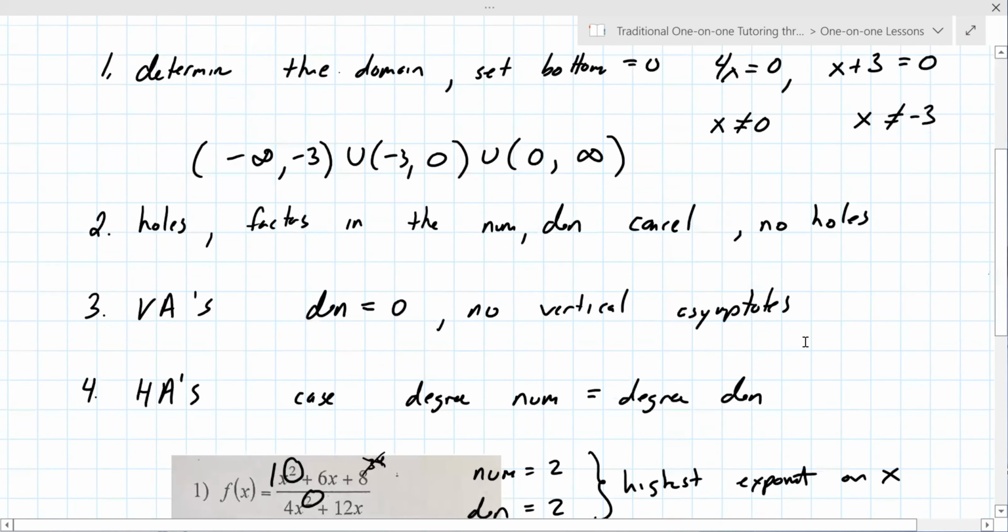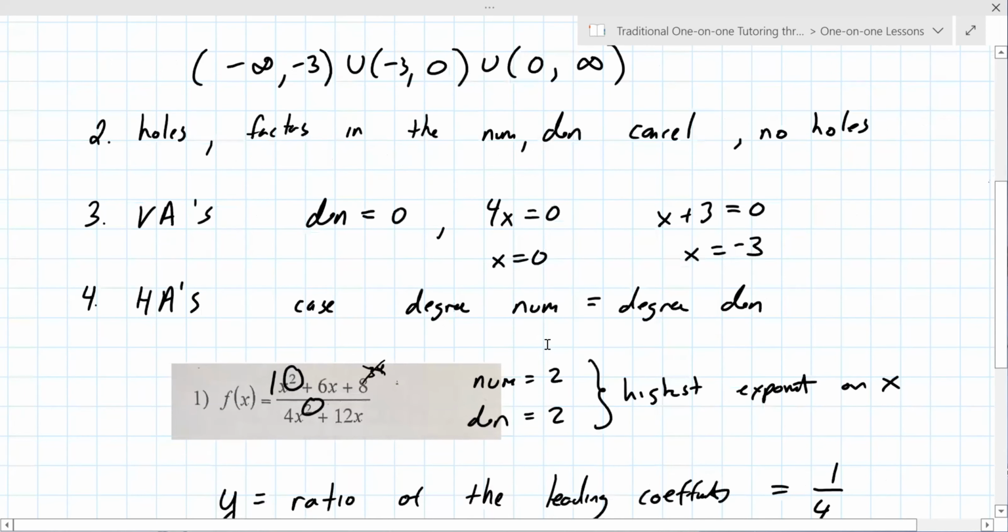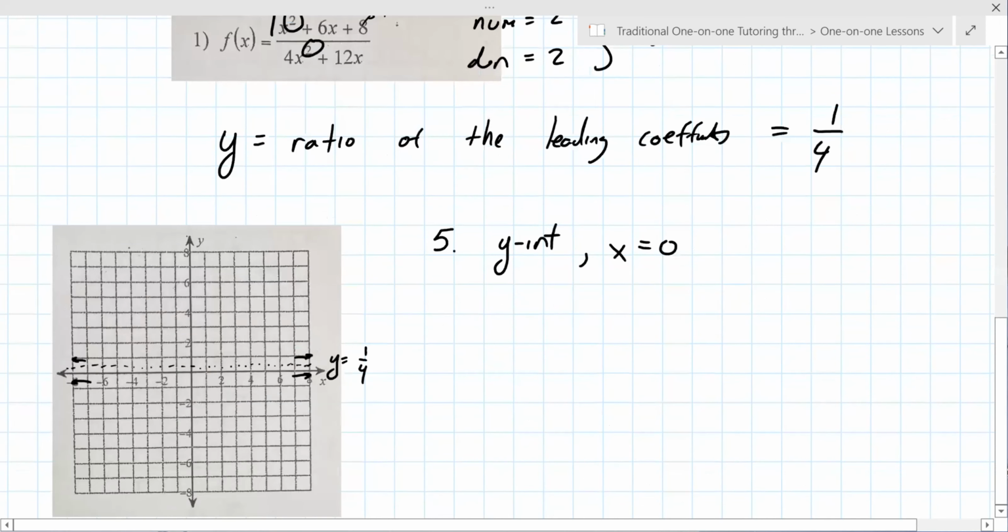There are vertical asymptotes, and they really tend to correspond to the places in the domain. Okay, the domain restrictions are either holes or vertical asymptotes. So again, you're saying that 4x equals 0 and that x plus 3 equals 0, and you get x equals 0, x equals -3 as your two vertical asymptotes. All right, and those are the only changes thus far. So we've got one at 0, and we've got one at -3.